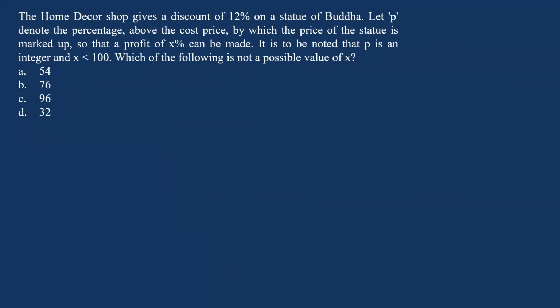Now, let's look at the next question. The home decor shop gives a discount of 12%. The minute I see a discount of 12%, this question comes from the topic called profit, loss and discount. So let P be the markup percentage above the cost price, which means markup percentage is equal to P percent. And I know there's a discount of 12%, by which the price of the statue was marked up so that a profit of X percent is made.